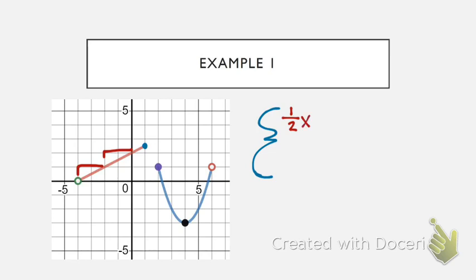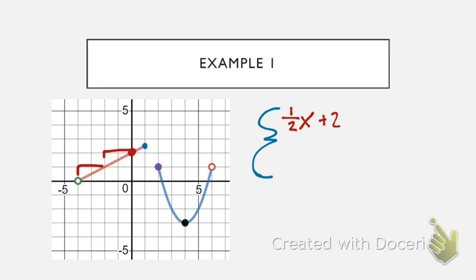And then my y-intercept is right here at 2. So to write the equation of a line, I need to know the slope and the y-intercept. The slope is 1/2, and the y-intercept is 2, so my equation is 1/2 x plus 2. Now remember, in piecewise, next to the function, we have to write its domain.